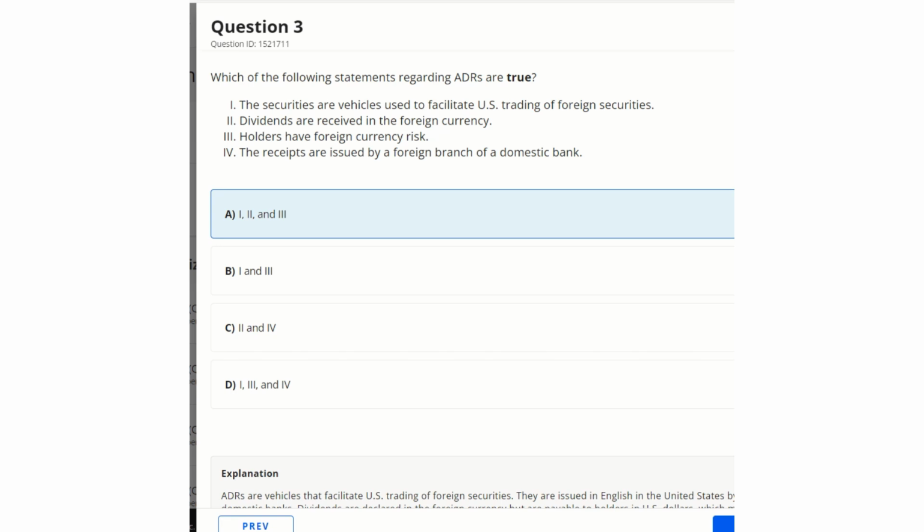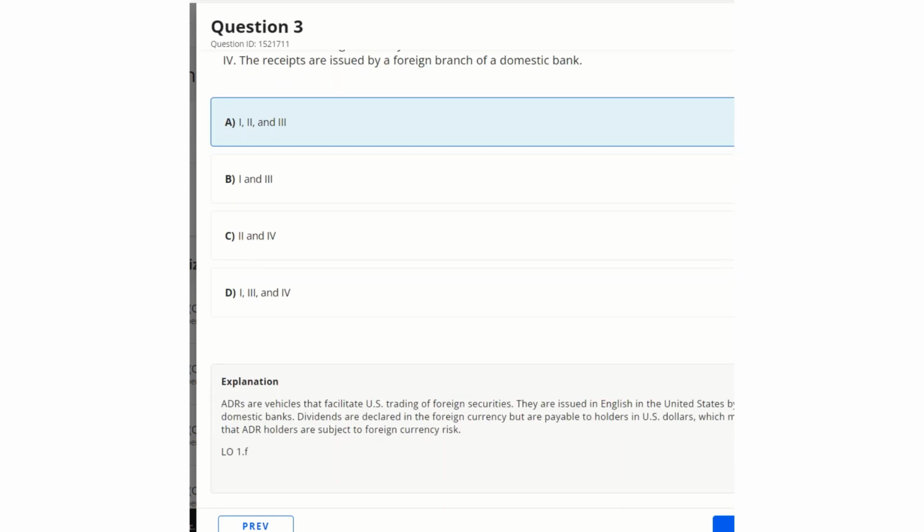So if you look at those four, the answer is B, 1 and 3. Securities are vehicles to facilitate trading. That's pretty straightforward. 2, you knock out because you get paid in dollars. Holders do have foreign currency risk, which seems to be a common theme. They're not issued by a foreign branch of a domestic bank. They're issued by domestic banks. It says that down here as well.